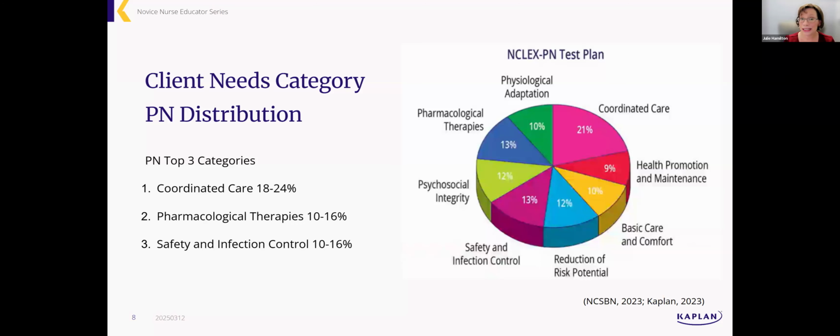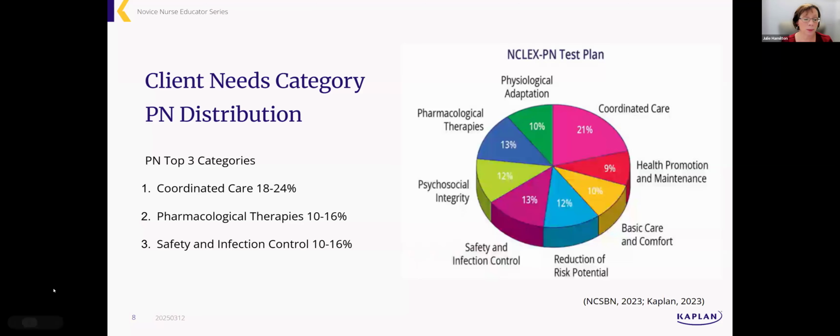So coordinated care is anywhere from 18 to 24%. And on the pie graph, that middle range is 21%, which is almost a fourth of the questions they're going to see on NCLEX Day. Pharm is 10 to 16, and safety and infection control is 10 to 16%, which on the pie graph is 13% for both.